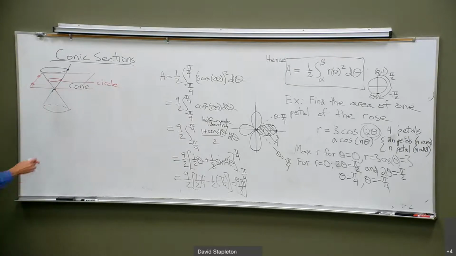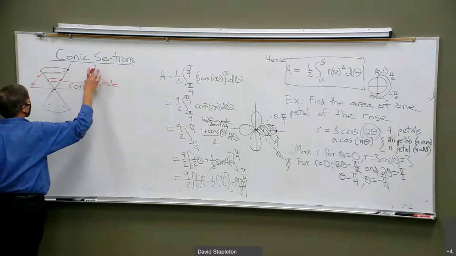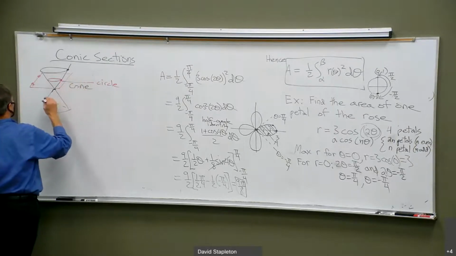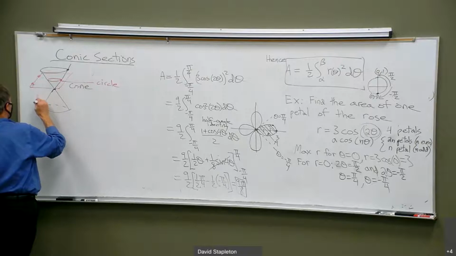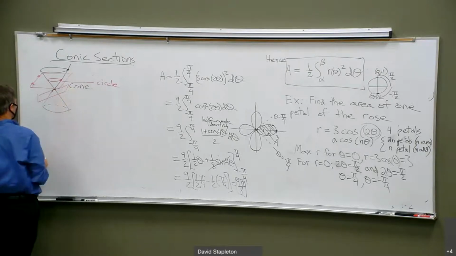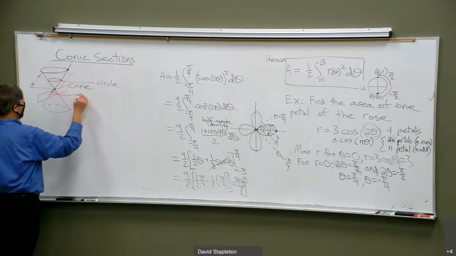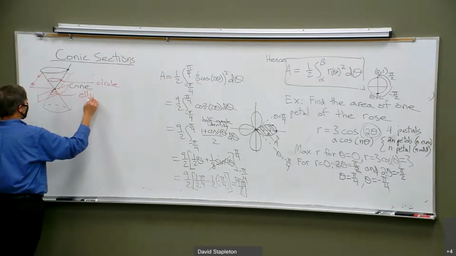Suppose I, instead of putting the plane just like that and sliding it horizontally, suppose I slide it at a little bit of an angle. Just a small angle. Then what happens? It doesn't cut it in a circle anymore. It cuts it in this kind of an oval shape that we actually call an ellipse.